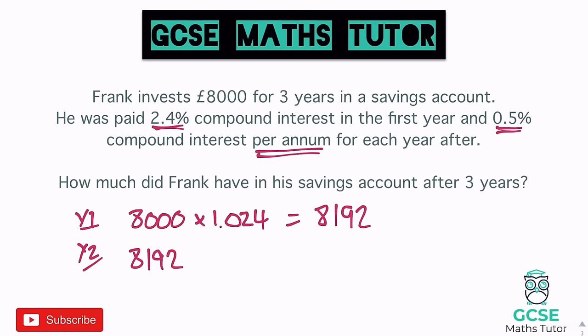Now for the next 2 years, because this is 3 years in total, we've already done the first year, so we've now got 2 years at 0.5%. So don't forget that's only going to be 2 years and not the three. He's going to get 0.5%. So we just have to figure out how we're going to write that as a decimal.